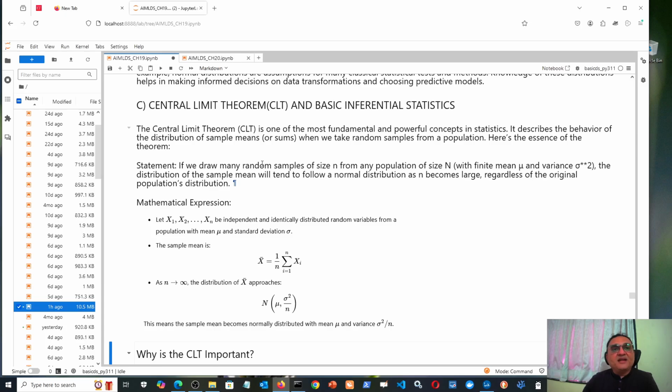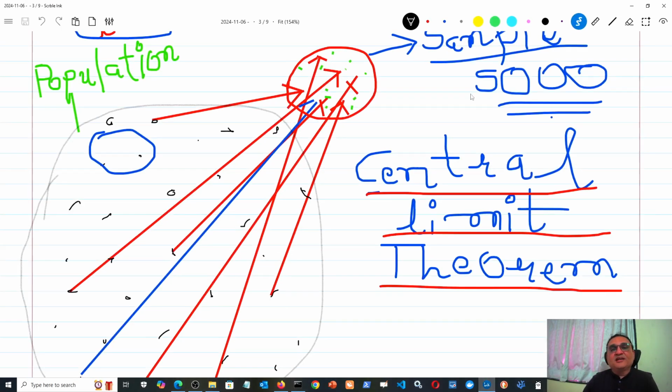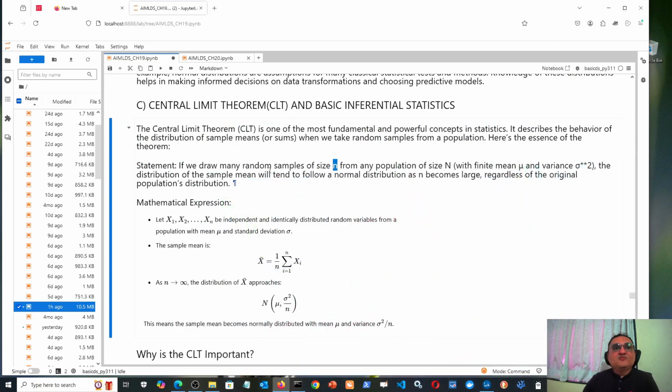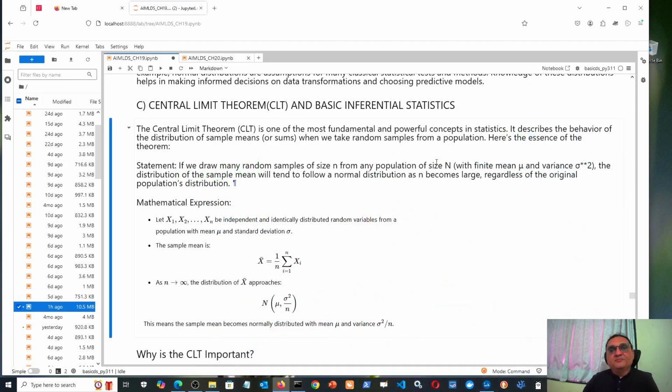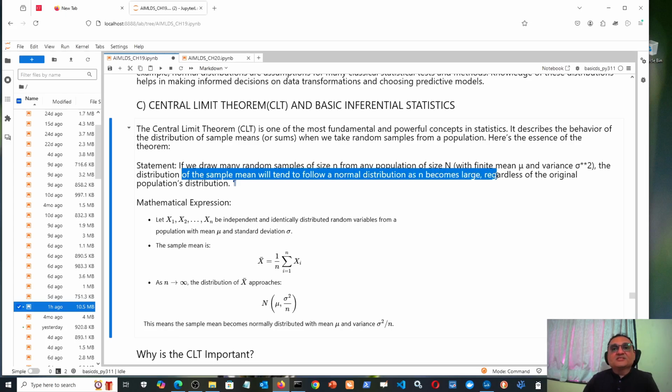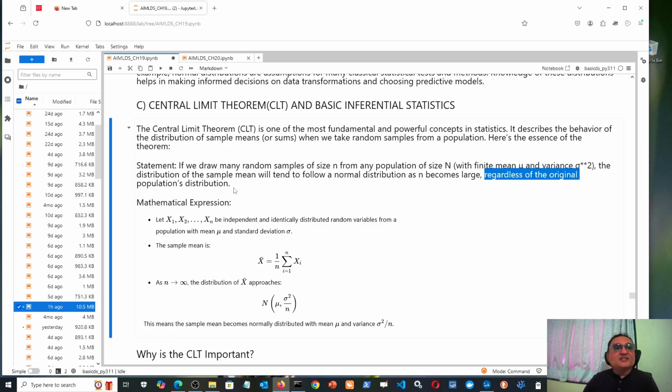If we draw many random samples of size small n, here in that case, the small n was 5,000. So if we draw many random samples of size say 5,000 from any population of size large N, here large N was the 2 million customers data of maybe more than 100 countries, and if that sample has finite mean and the variance equals sigma square, then the distribution of sample mean will tend to follow normal distribution as n becomes larger and larger, regardless of the original population's distribution.